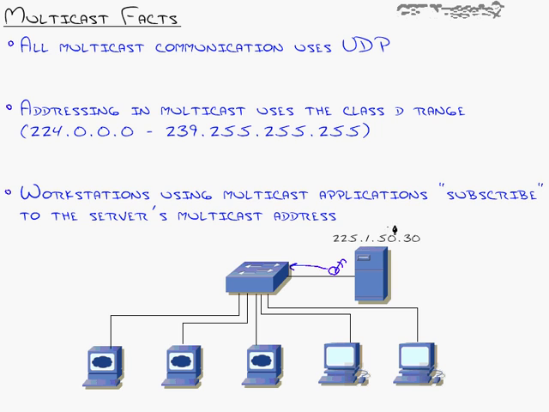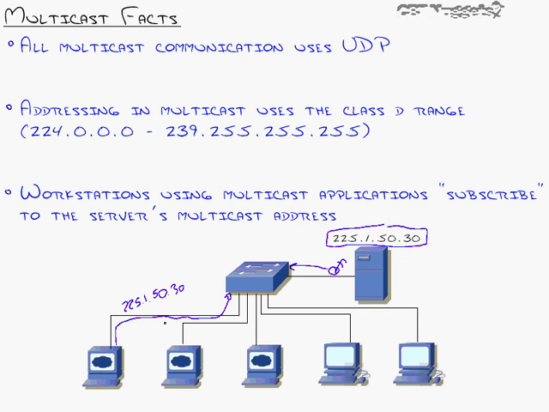Now they will be sent essentially from that source address, 225.150.30, which is something from the multicast range right here. Now, the PCs, when they open their internet radio application, will send a request out to a router typically, but I've got a switch here, saying, I would like to tune in to 225.1.50.30.